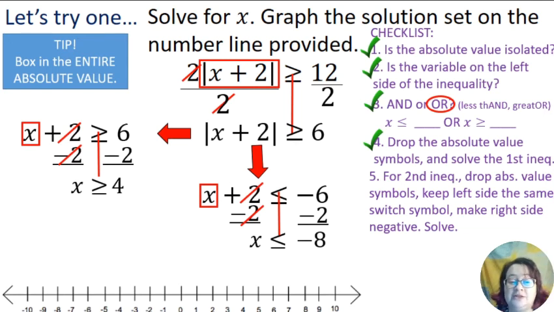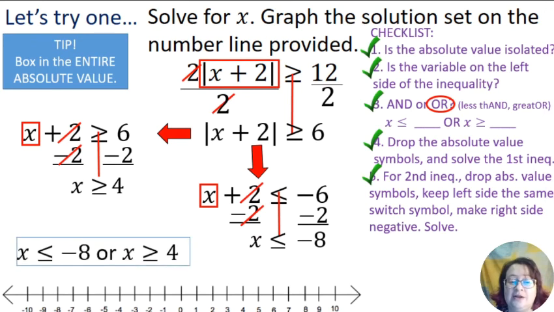So we now have our answer. x is less than or equal to -8, or x is greater than or equal to 4. Let's plot that on the number line. I'm going to draw a circle at -8. Since it's "or equal to," it's a closed circle. And then I draw the line on my number line towards the same direction that that point is. So I have this pointed towards x, so it's going to go towards the left, that direction.